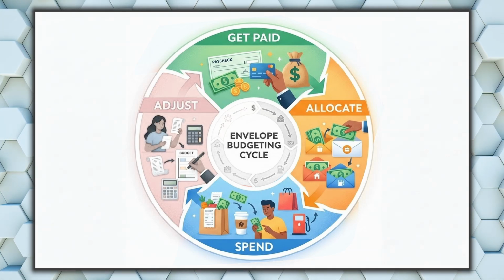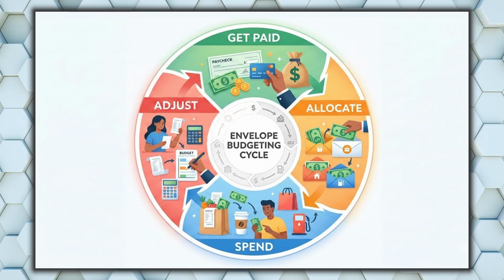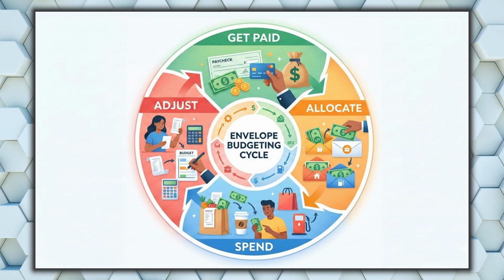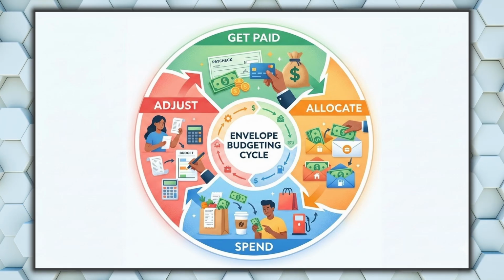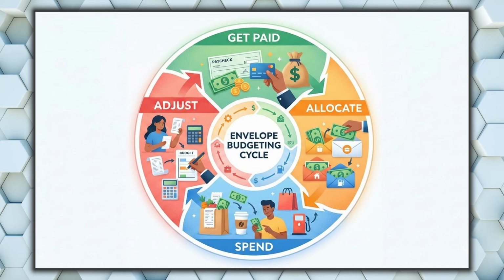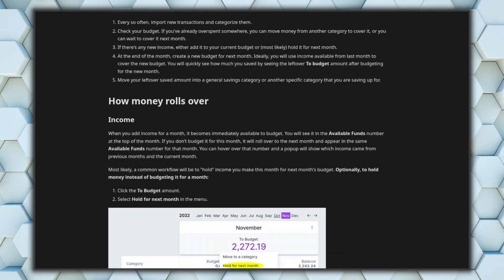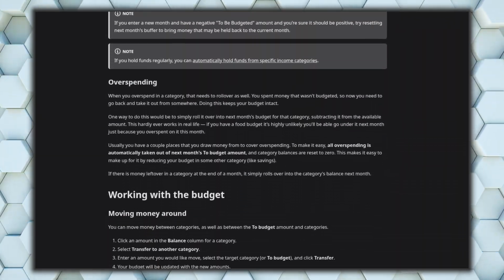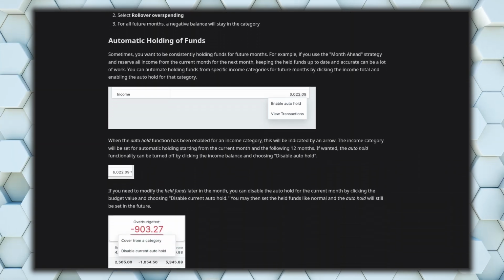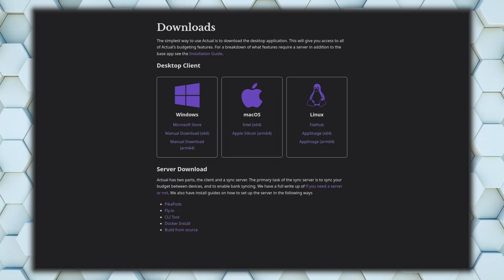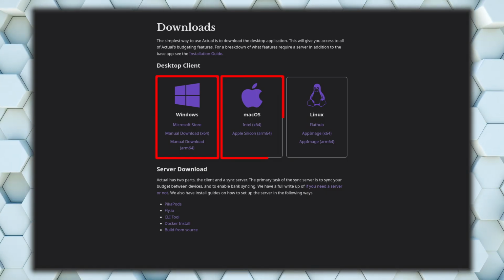And then by the end of the month, if you have any money left in any of the envelopes, you just leave them there and then you can use them next month. That's basically the philosophy behind the Actual Budgeting app. You can also use this as a more conventional budgeting app, but we will look at how that works a little bit later. Now, when it comes to installation, you can download and install this on Windows, Mac, and Linux.